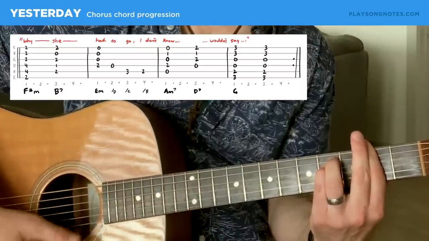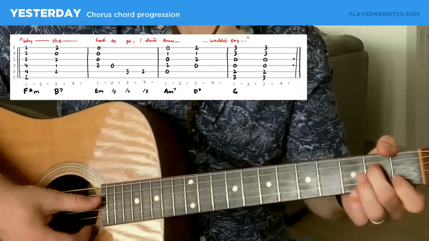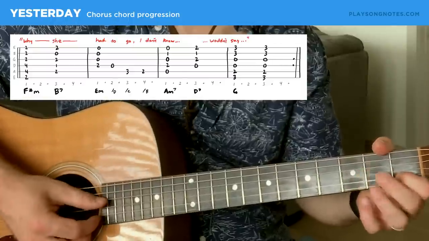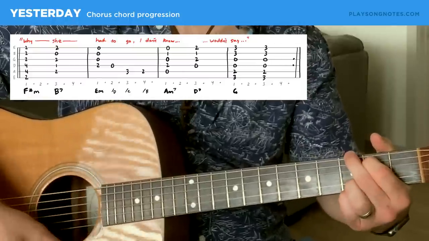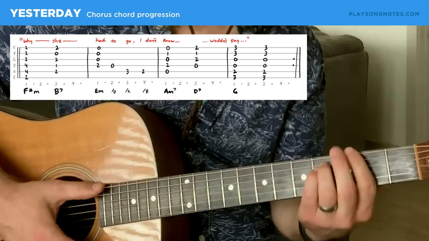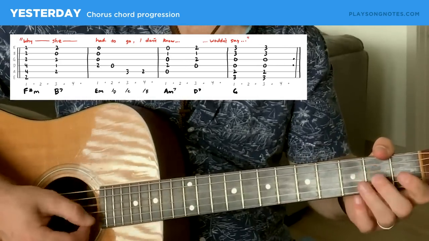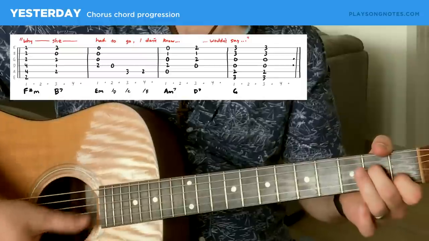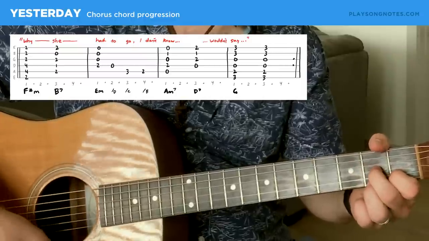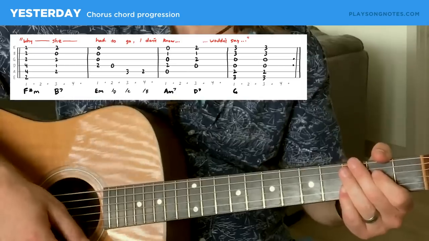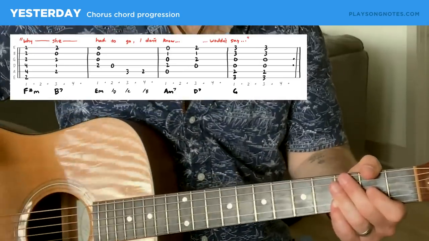So 1, 2, and 3, and 4, and 1, and 2, and 3, and 4. F sharp minor, B7, E minor, walk it down, then A minor 7. And D7, and to G, and then you go back to the verse, and you're in good shape there, right?